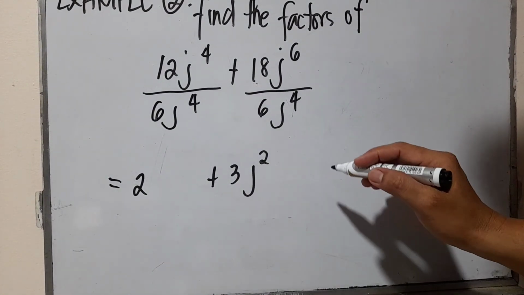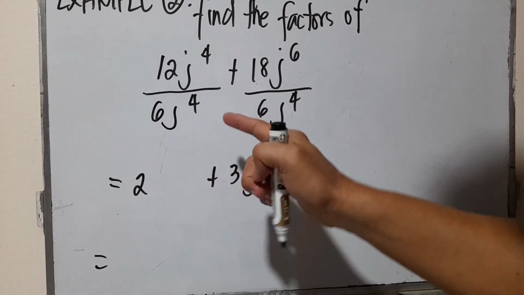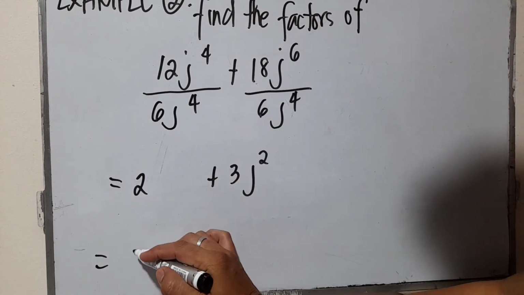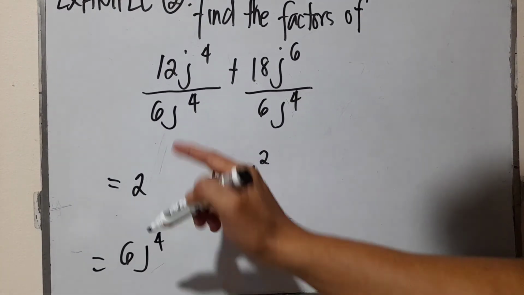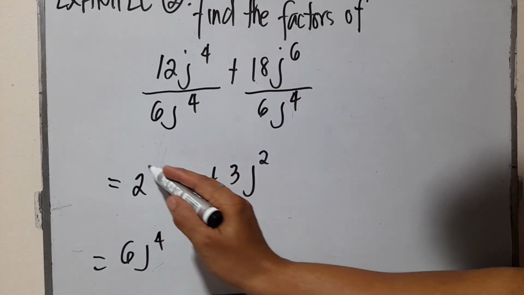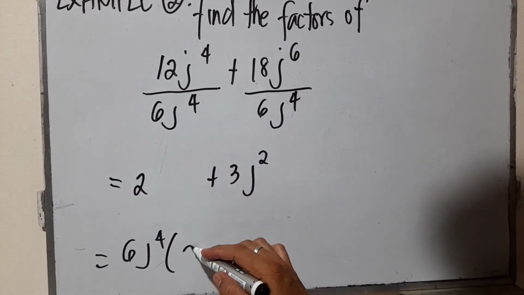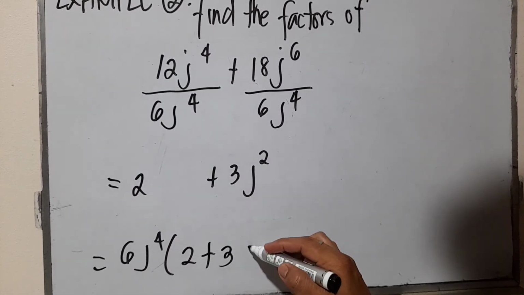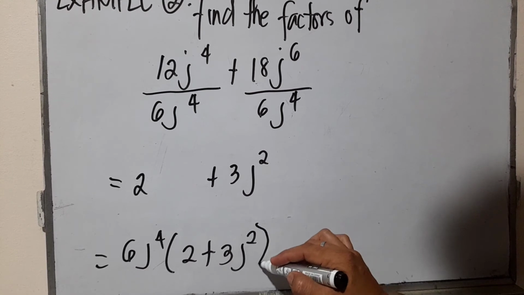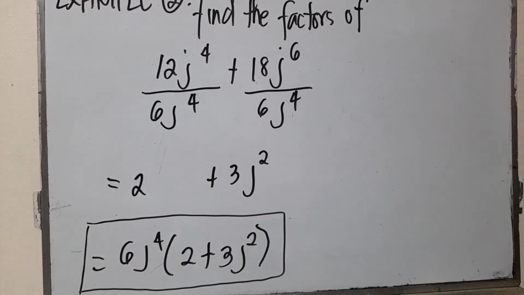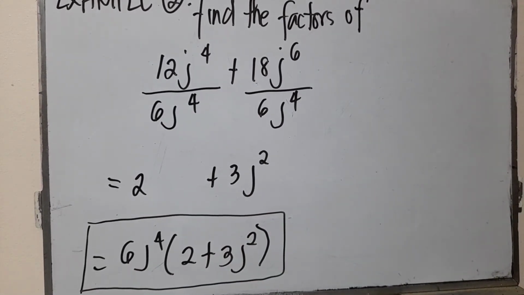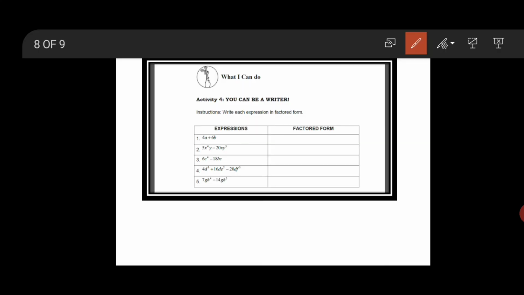Now, what is our factored form? The greatest common factor is 6j to the 4, times the quantity of 2 plus 3j squared. So that is our factored form. Did you understand the example? I hope so.